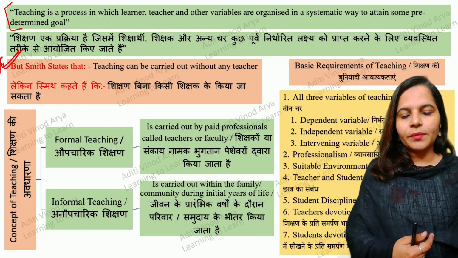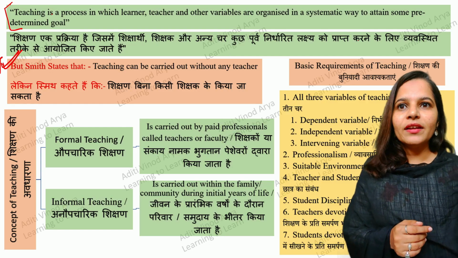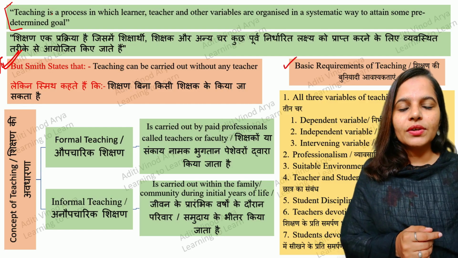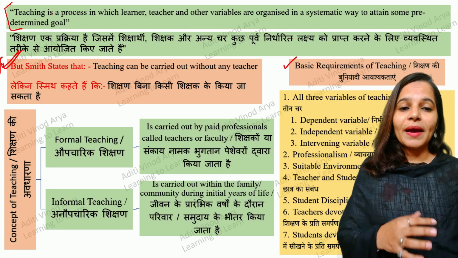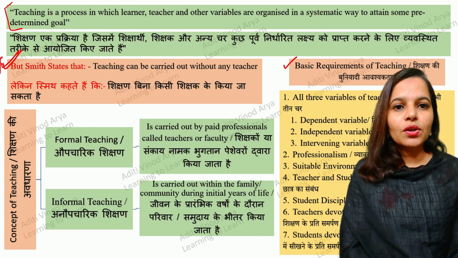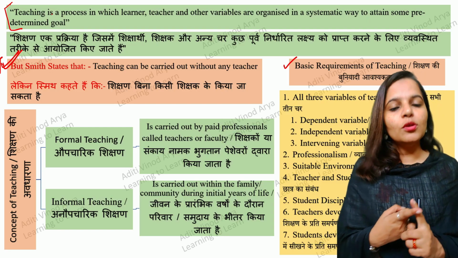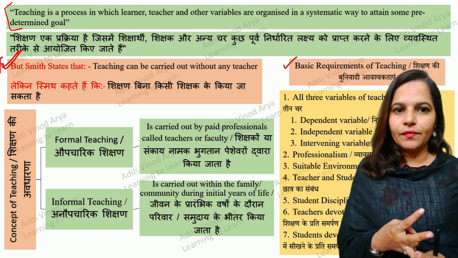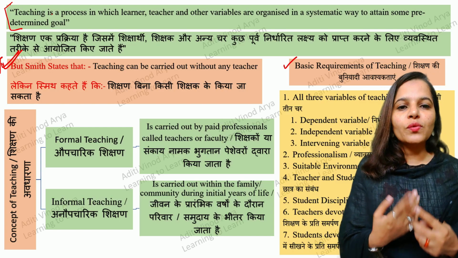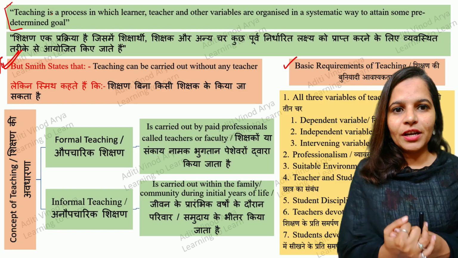The next one is basic requirements of teaching. This is also very easy. I would highly recommend you to read this in a detailed manner, because they might ask certain questions from this. So the first thing is you need all these three variables. You need to remember who's the independent variable, who's the dependent variable, and who's the intervening variable. Independent variable is always considered as a teacher. I am a teacher, I will be considered as an independent variable.